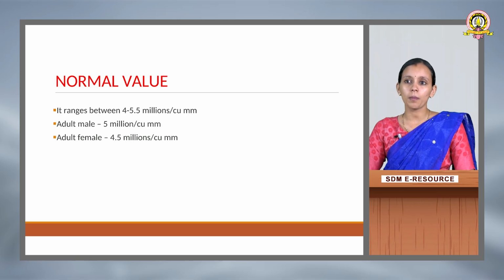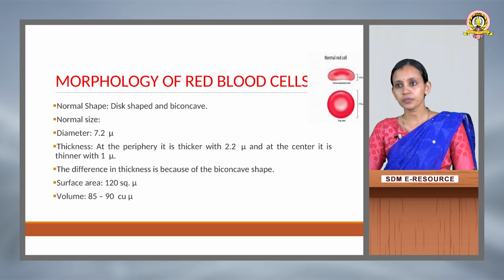When you come to normal values of RBCs, the normal value ranges between 4 to 5.5 million per cubic mm. Adult male RBC count is 5 million per cubic mm, and adult female RBC count is 4.5 million per cubic mm. When you compare males and females, males have a slightly higher number of RBCs.